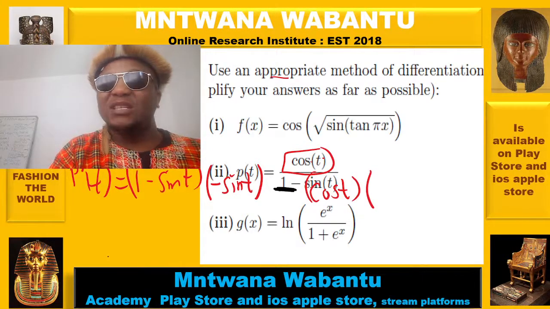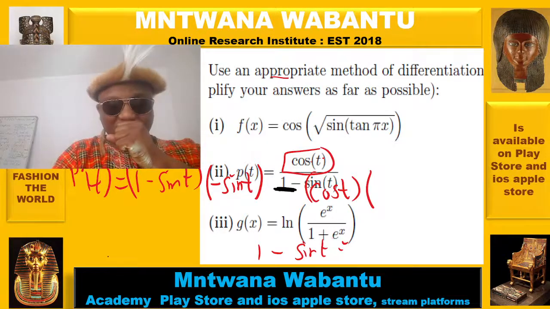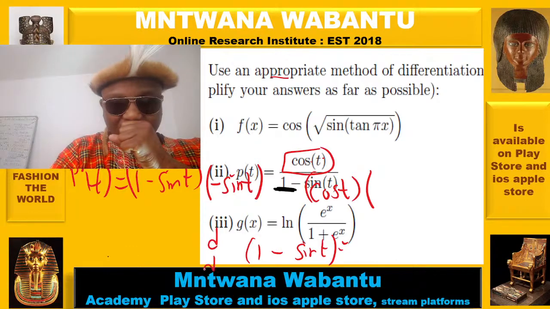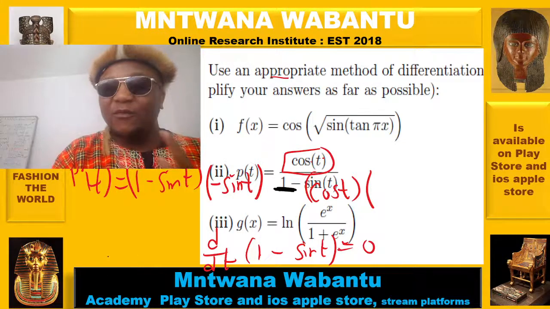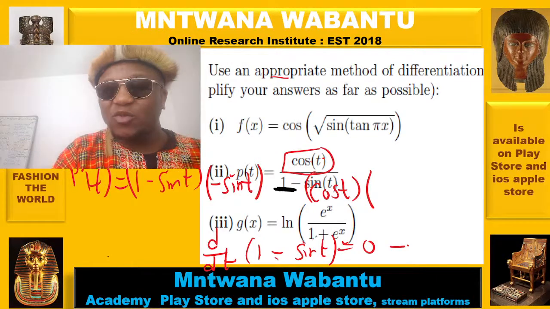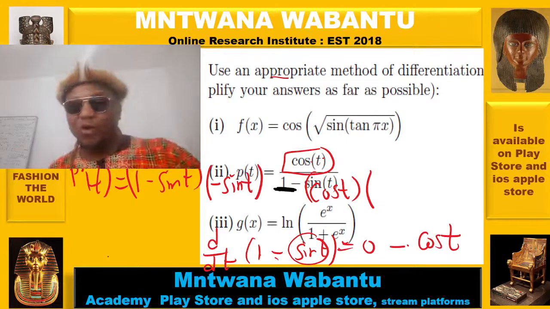And then differentiate the denominator. So you differentiate 1 minus sine t. When you differentiate this, we know when you differentiate 1, you get 0. And if you go to the table, this minus, when you differentiate sine, you get cos. So it's negative cos of t.